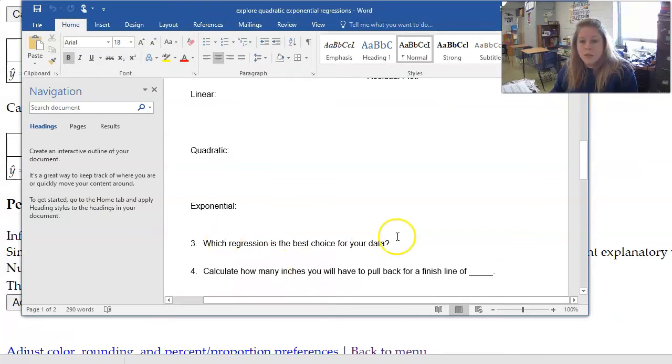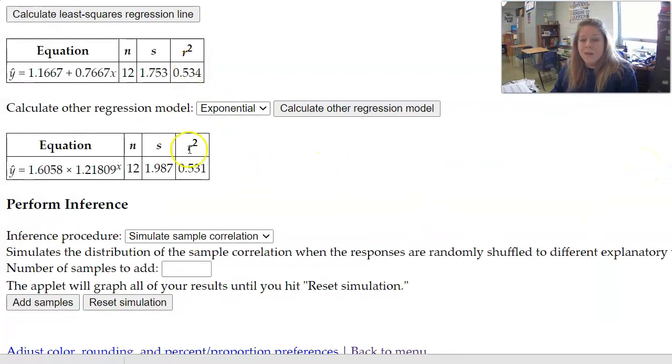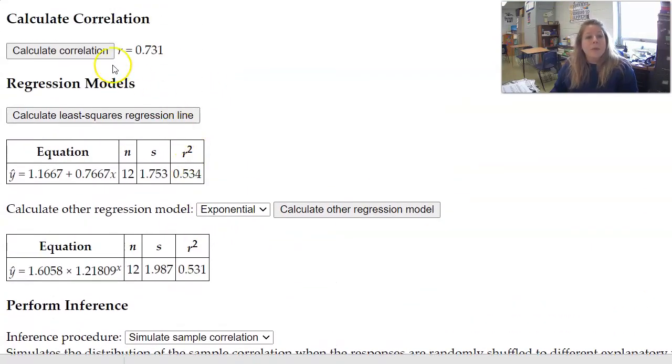Your job is to determine which regression data was best for yours, and that's all about the R's. Remember, when the R was close to 1, it was perfectly on that line. Well, the quadratic and the exponential regression don't give you an R, but they give you an R squared. So I want you to square root that number and then compare it with your linear R, and whichever one is closest to 1 is going to be your strongest relationship. Okay?